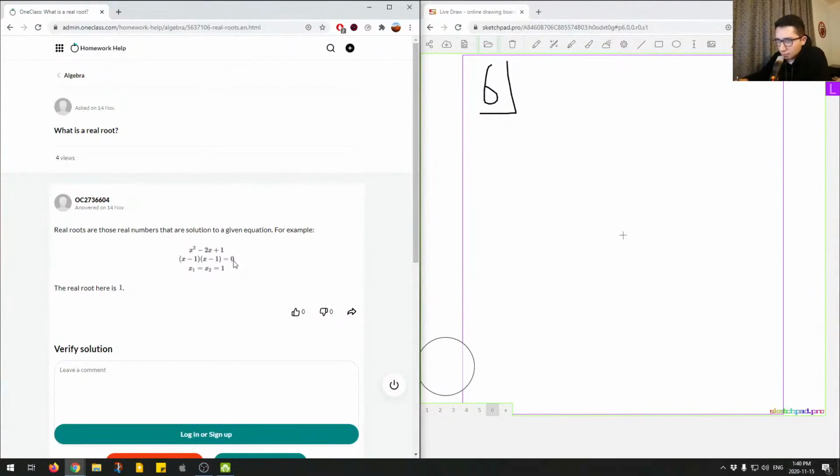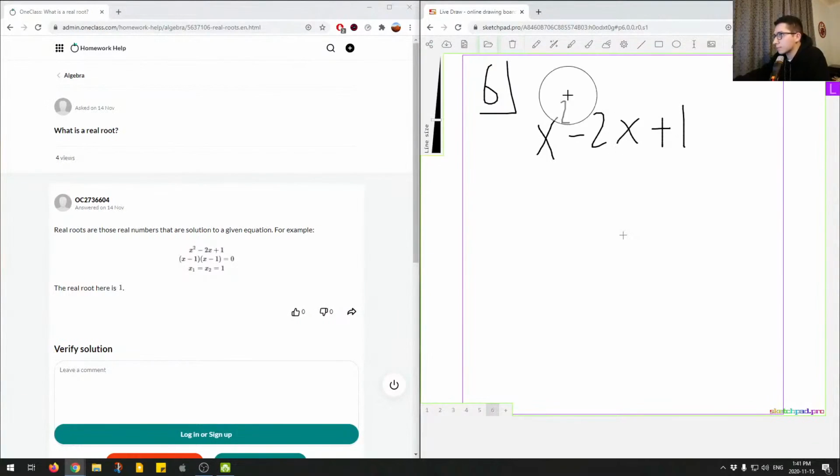If you look at the example given, we have x squared minus 2x plus 1. Let me erase this, I'll write that a little clearer. You want to factor this out to find the roots. Looking at this expression, well, this is actually a special case. This is a perfect square, mainly because you can see over here it's x minus 1, x minus 1.